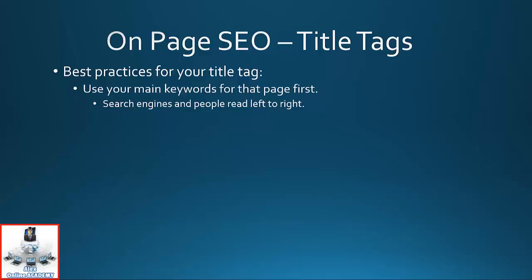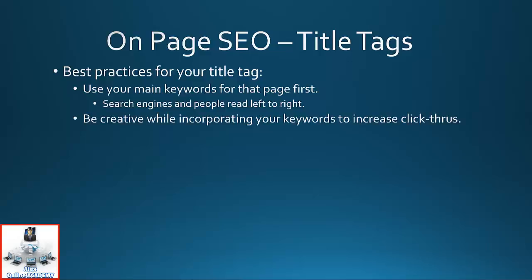Search engines and people read left to right. Just like you're reading, search engines will look at that and say, oh, that keyword has more importance because it's found over here. And that's how their robots scan a website. They go left to right, top to bottom. And so if you think of that, when they're going through the code, that's what they're looking at, the code that I just showed you. And so you want to have your keyword phrase in the title tag there.